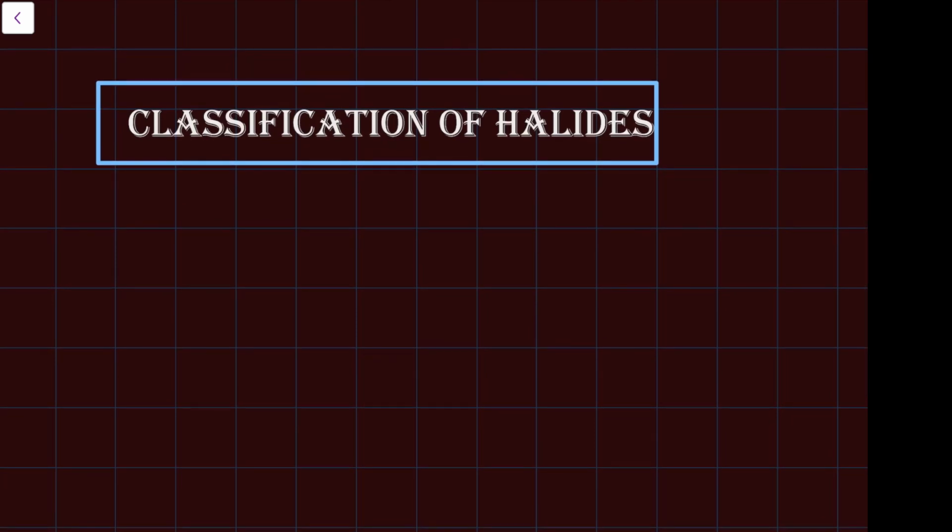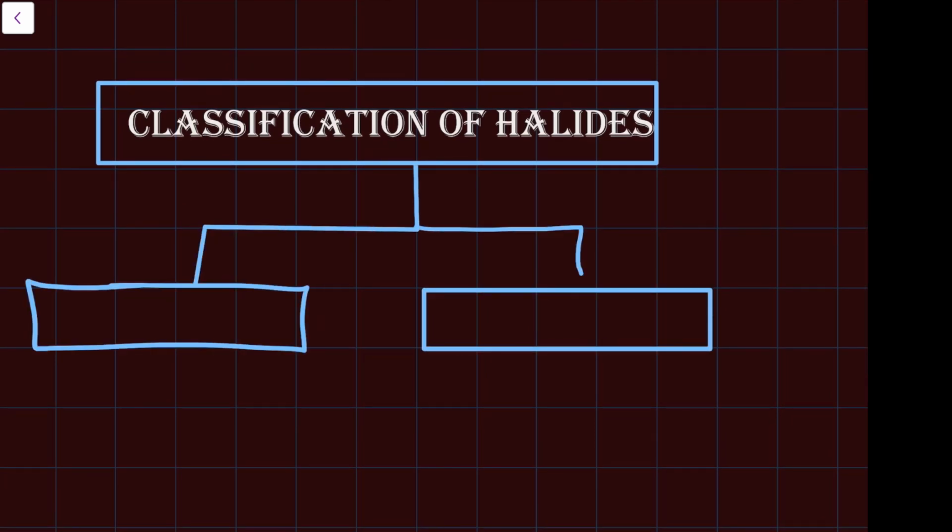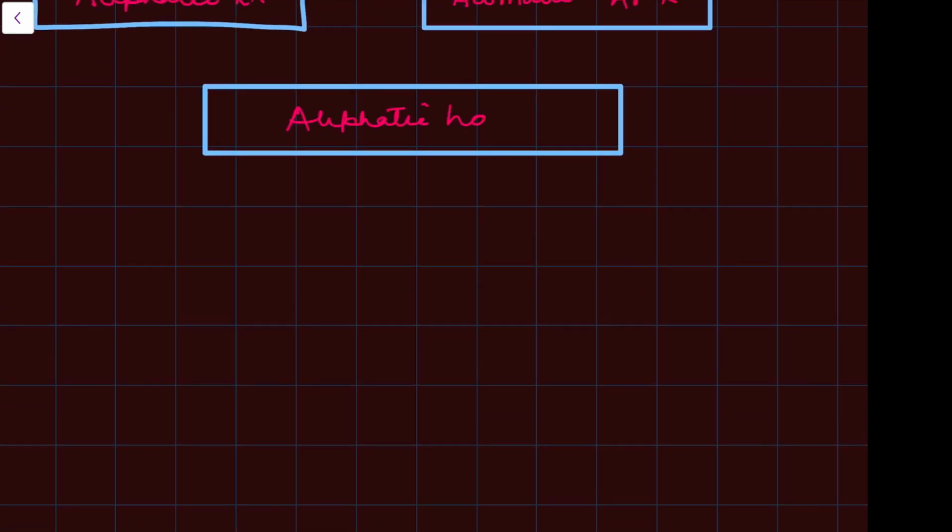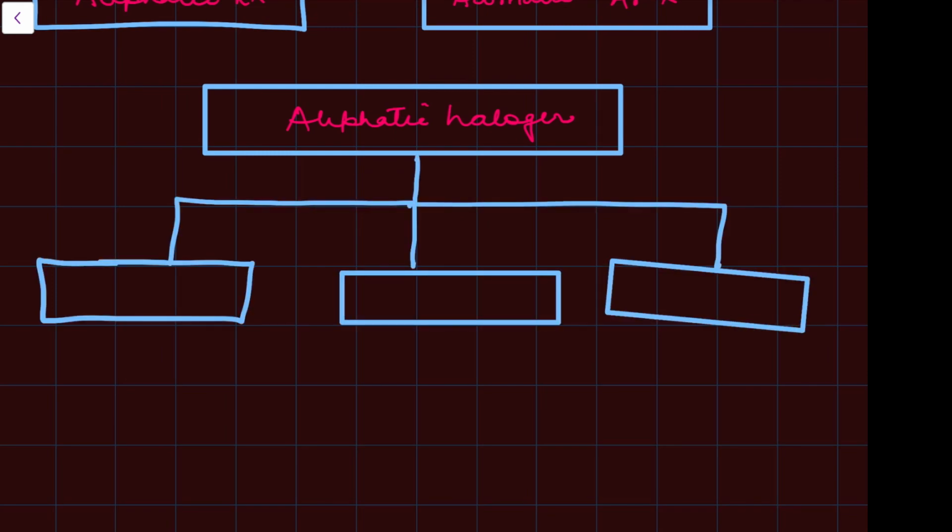Primarily it can be divided into two: aliphatic, aromatic halide. Let's start with aliphatic. Primarily it can be divided into three parts: monohalogen, dihalides, polyhalides.